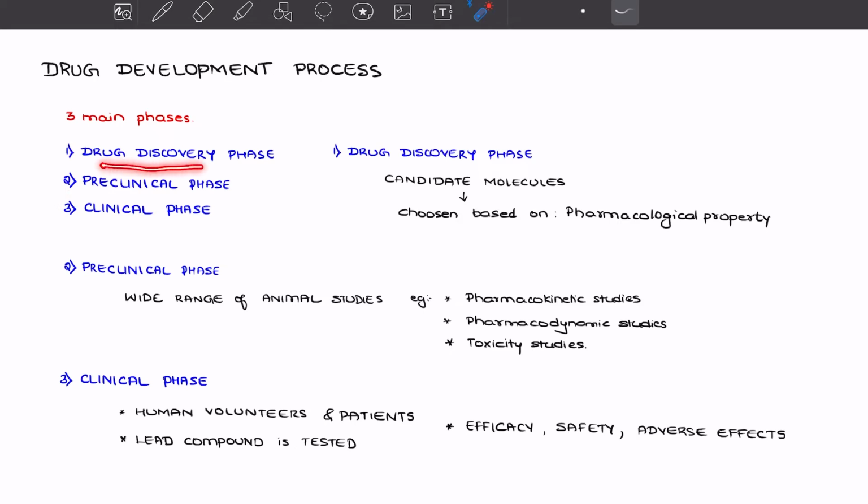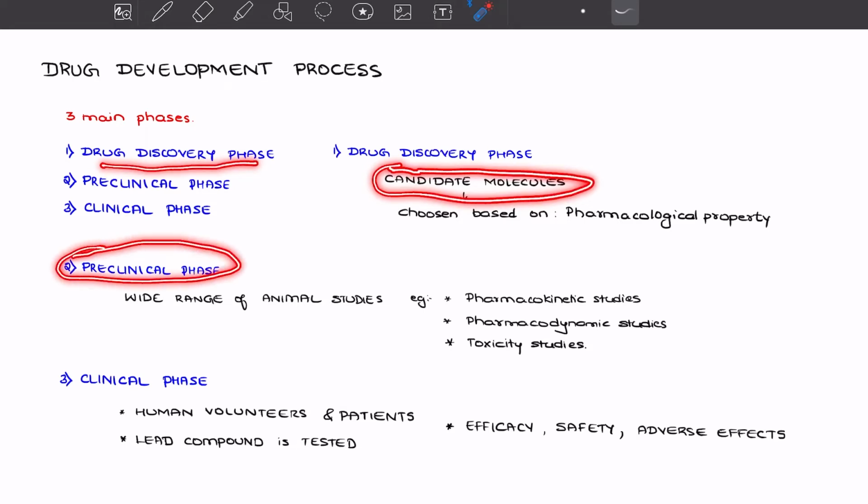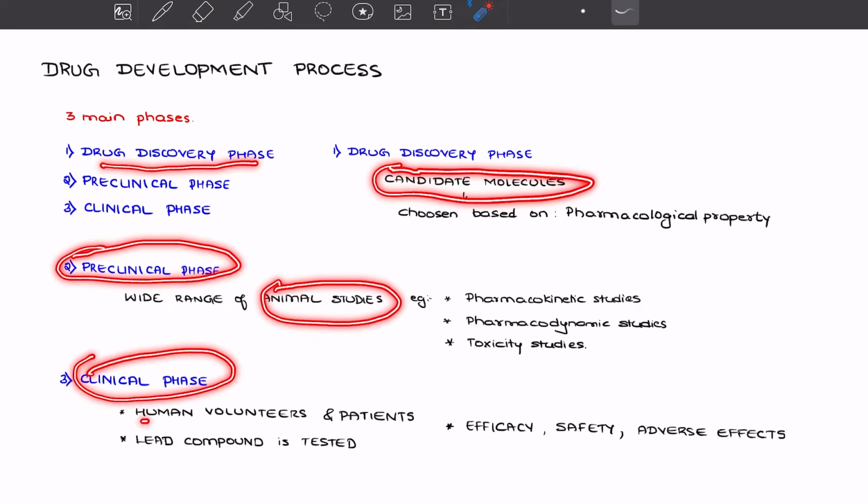In the drug discovery phase, you are going to choose the candidate molecules based on their pharmacological property. In the preclinical phase, they will be subjected to animal studies. In the clinical phase, the study will be done in human volunteers and patients to evaluate the safety, efficacy, as well as the adverse effects profile.